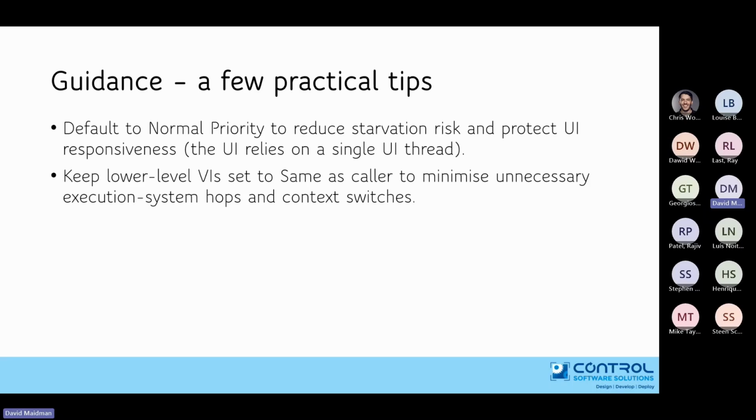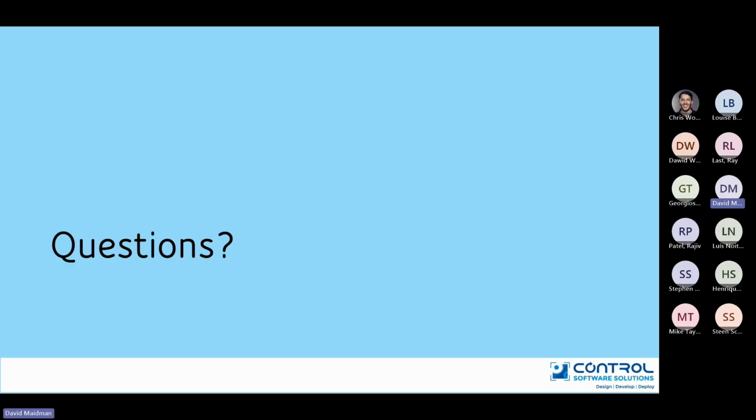And then don't try to plan a priority or execution system for all of your sub VIs. Just leave them as the default, and they'll be set to run within the caller. So they'll run in the same execution system as the caller, and at the same priority as the caller, unless their priority has been set higher. Okay, I finished a couple of minutes early there, but has anyone got any questions?